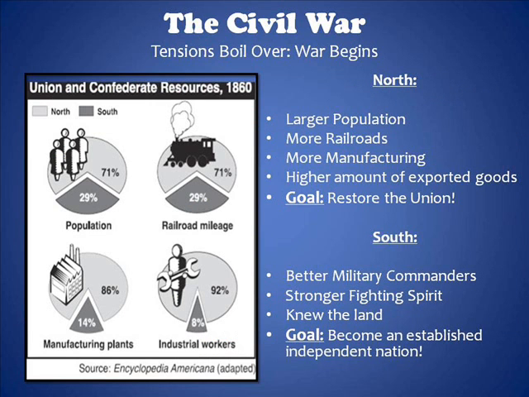So looking at the breakdown of each side, each one had specific advantages and disadvantages. For example, the North had a larger population and better resources than the South. But the South had other advantages, such as excellent military leaders and strong fighting spirit. And most of the war was fought in the South. The Confederacy knew the land and had the will to defend it. So just to run down those one more time. The North: large population, more railroads, more manufacturing, higher amount of exported goods, and their goal, restore the Union, bring the Union back together. And in the South, they had better military commanders, stronger fighting spirit, knew the land, and their goal, become an established independent nation.